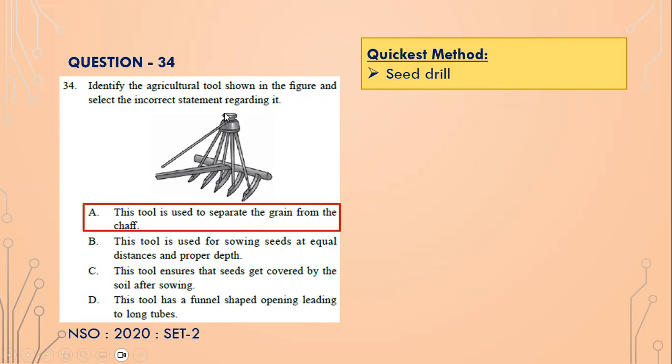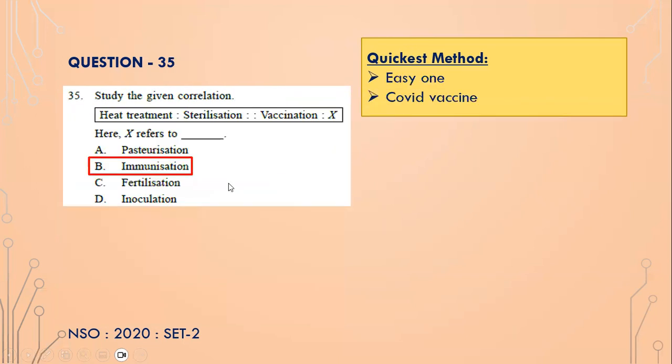So you put the seeds in this bucket-like structure, and they flow through the pipes and then through here, and it sows the seeds at equal distances and at proper depth, isn't it? This tool also ensures that seeds get covered by the soil after sowing, because this is kind of a plowing tool as well. And this tool has a funnel-shaped opening leading to long tubes.